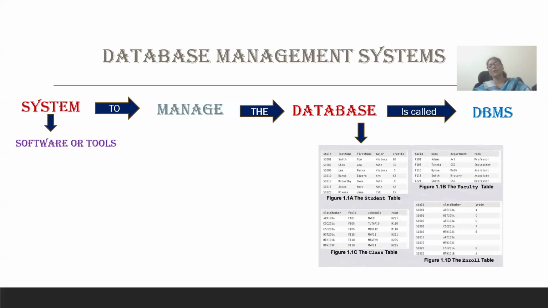For example, if you take a college database, all the data that is related to the college, we call it a college database. So student data, faculty data, class data, fees data, all the data that is related to the college, we call it a college database. If we take a hospital database, all the data related to the hospital, like patient data, doctor data, medicine data, all these collectively we call a hospital database.